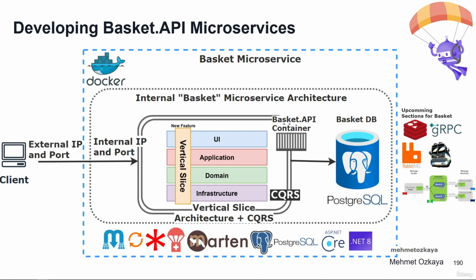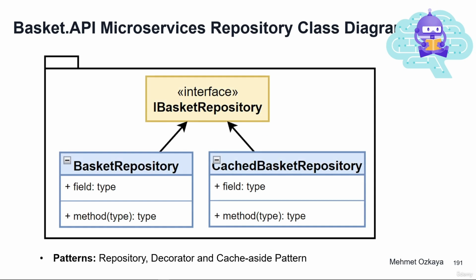In order to implement these two different external resources for our Basket Microservices, we will use the repository pattern. Let's examine the class diagram for our repository implementation that you can see in the picture. According to this picture, we will create an interface named IBasketRepository, and this interface should be inherited by the BasketRepository and CachedBasketRepository.